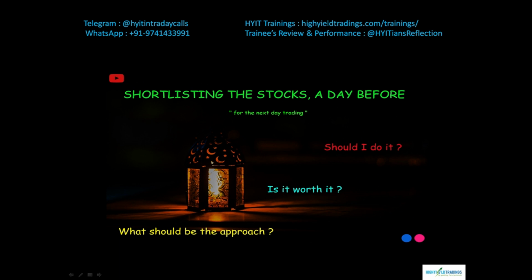Okay, now there are two ways using which a trader shortlists the stock to trade on the next day. The first category of traders prefer selecting the stocks a day before the next trading day, and the second category of traders take it on an extempore basis. What I mean is they select and trade the stocks post the market opens. They don't select the stocks a day before. Okay, so which one is right?